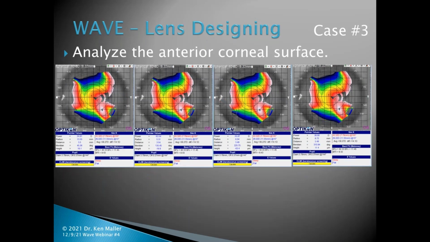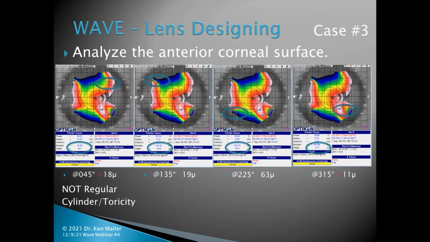If we take a look at the obliques, here at 14, we have an elevation of 18 microns. At 135, we have a depression of 19 microns, but at 225, we have a depression of 63 microns. You might have been expecting an elevation, like we had on the 180-90 meridians, but here we actually have a depression. And then into 315, we have an elevation. So what we can see here is that we don't have regular toricity or cylinder on these oblique meridians. This does not obey the typical toricity rules that we would expect.